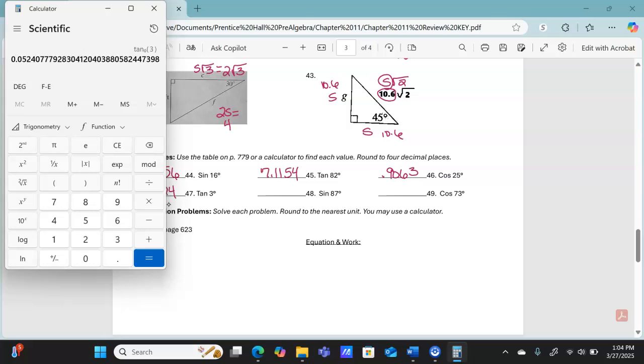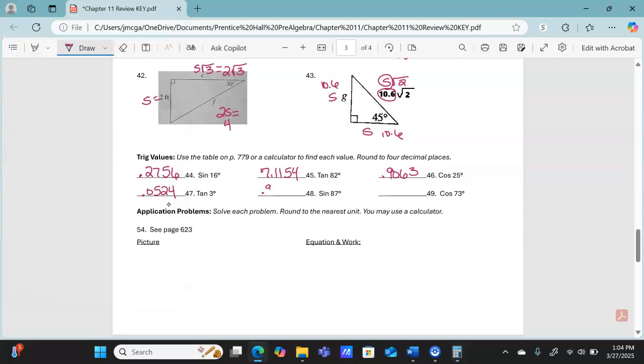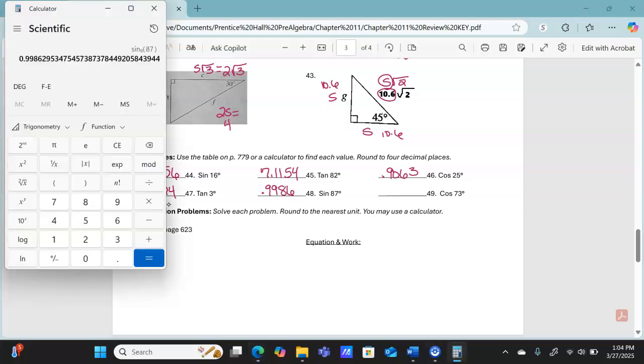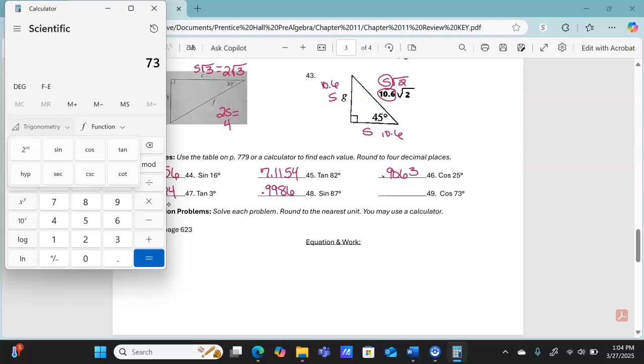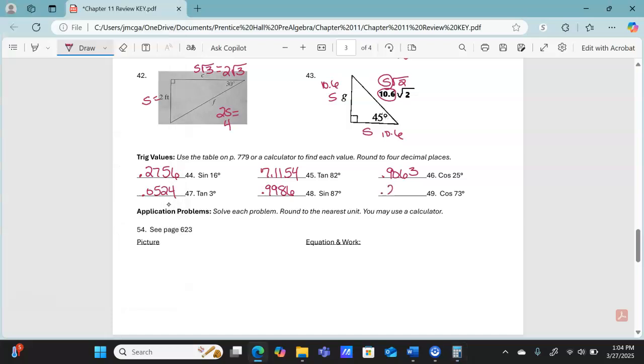There it is. The sine of 87 is 0.9986. And then the cosine of 73 is 0.2924. That was me reading it off of the table. And you can see here, this is another one that you would have had to have rounded.